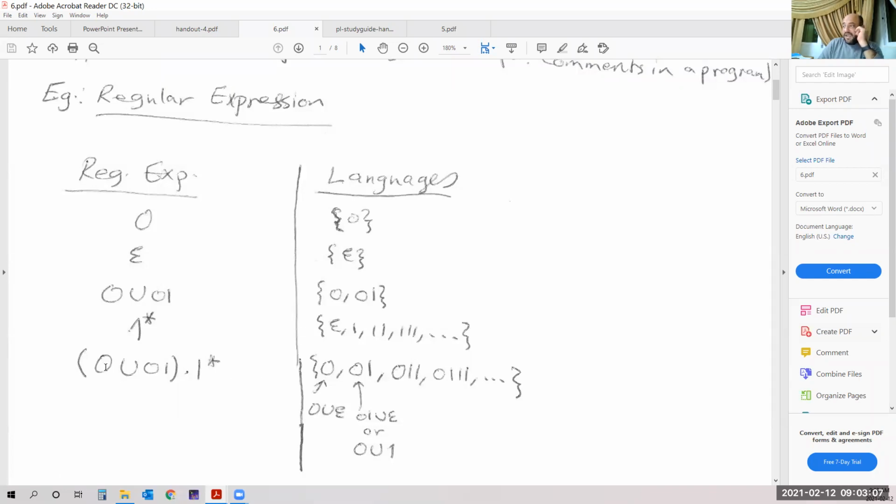After that, if I have a 0 and the 1 star with two ones, then I will have 0 1 1 1, and etc. I have many combinations. Then I can have 0 0 1 1 1, whatever.